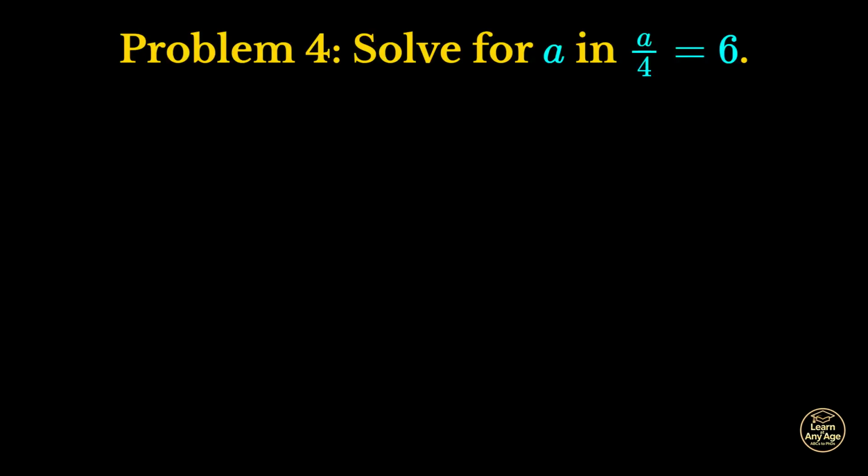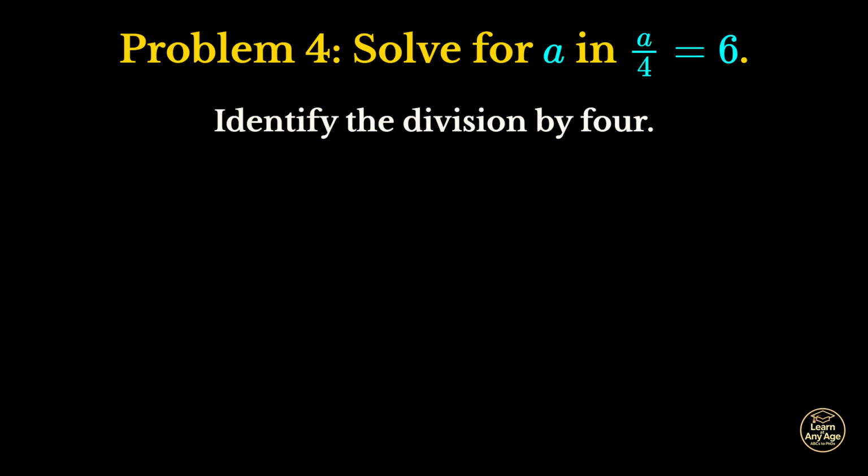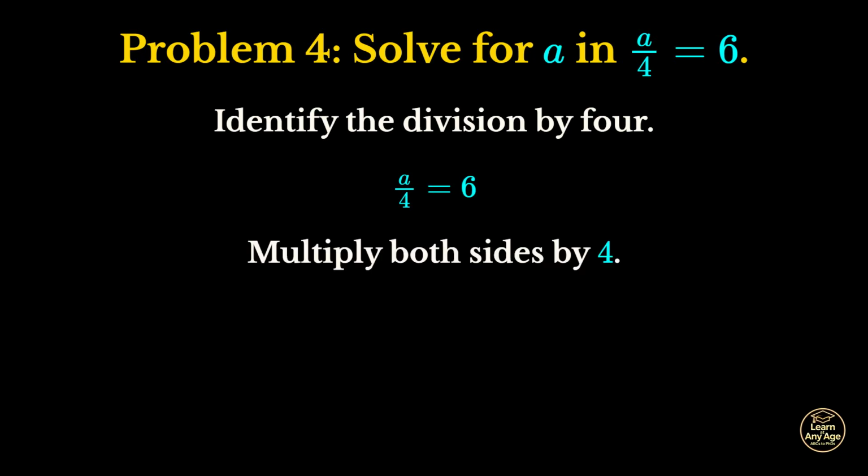Problem 4, solve for a: a over 4 equals 6. Identify the division by 4. A over 4 equals 6. Multiply both sides by 4. 4 times a over 4 equals 6 times 4.